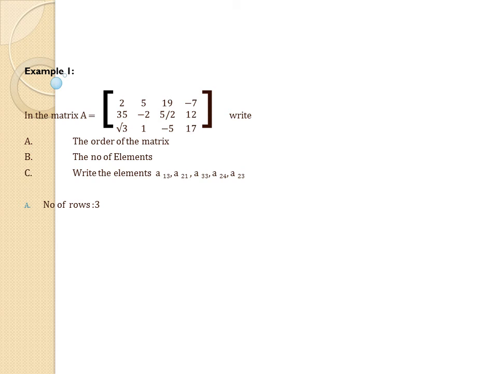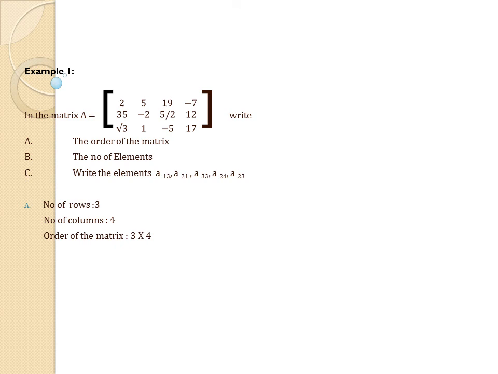Fine. To know the order of the matrix, what do I need to know? I need to know the number of rows and the number of columns. Let's see the number of columns. The number of columns is equal to 4. Why? One column is 2, 35, root 3. Another column is 5, minus 2, 1. The third column is 19, 5 by 2, minus 5. The fourth one is minus 7, 12, 17. So there are 4 columns. The order of the matrix means the number of rows cross the number of columns. So the order is 3 cross 4.